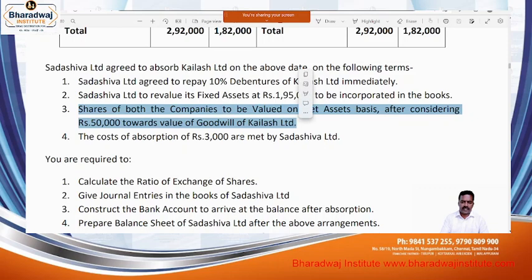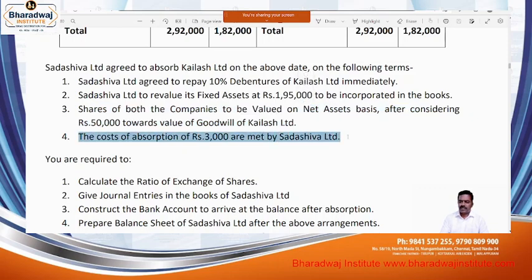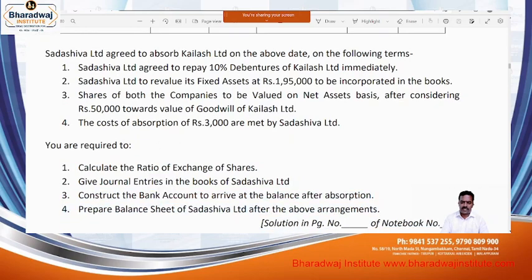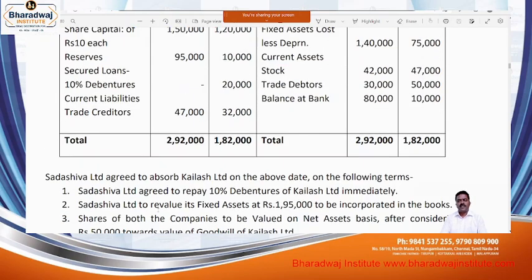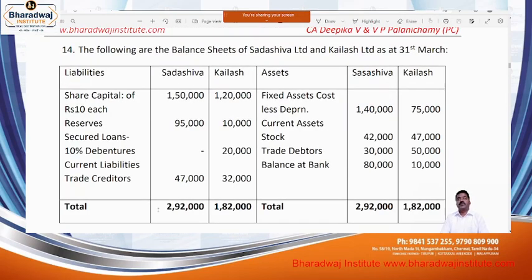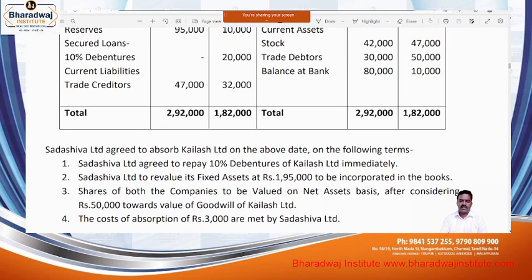Goodwill, they ask you to take Kailash Limited's goodwill. The cost of absorption, 3,000, is to be borne by Sadasiva Limited. Calculate the ratio of exchange of shares, journal entries, bank accounts, then prepare the balance sheet after the above arrangement. So before we start solving, try to work out net assets value. Assets minus liabilities will give us net assets value. Take both the company's assets at revised value.